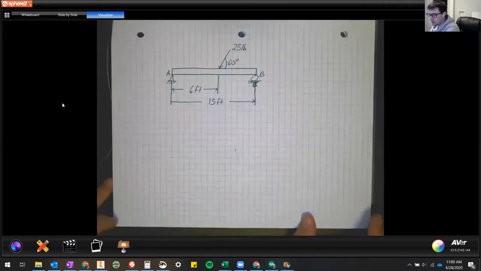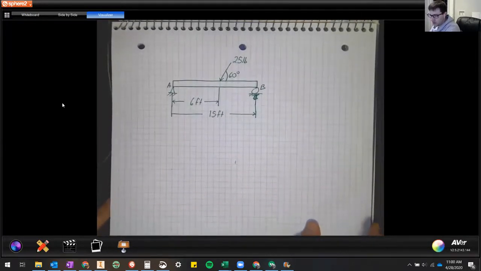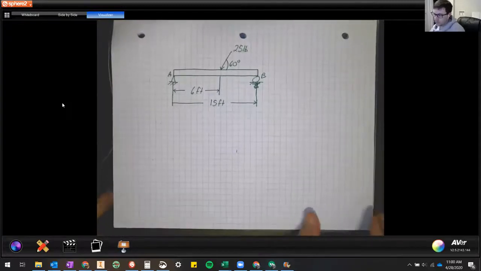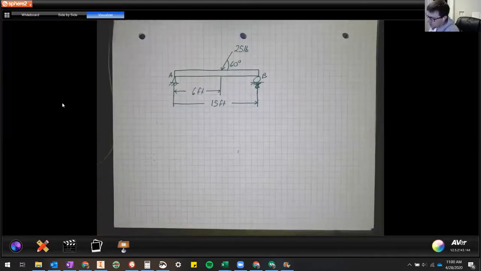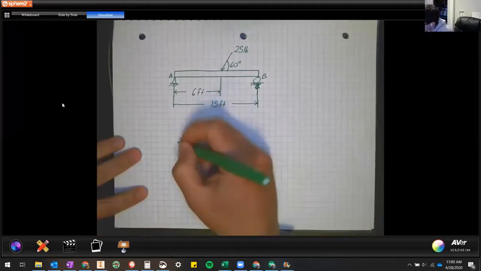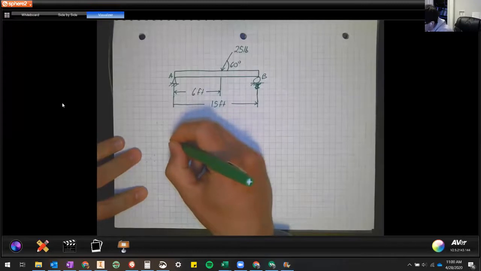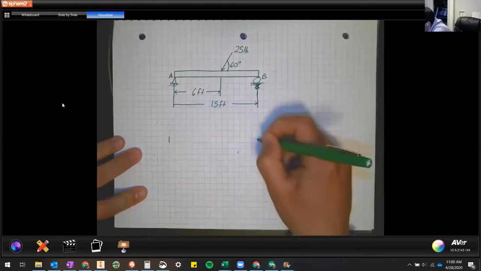So we're going to talk about reaction forces and how we break down the angled force into its x and y components. So it's going to be a combination of using components of forces and reaction forces. So let me draw my free body diagram down below. I'll start by drawing the same beam.